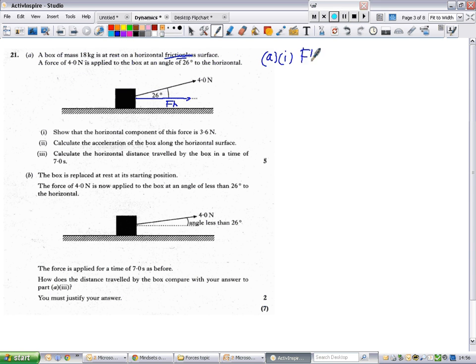For part 1, the horizontal force will be F cos theta. So it's going to be 4 cos 26 degrees, which will give us 3.6 newtons. So that means we've got 3.6 newtons going in this forwards direction here. Calculate the acceleration of the box along the horizontal surface. Anytime acceleration is mentioned, we've already got an unbalanced force in this forwards direction. It is the 3.6 newtons because we don't have any frictional force acting this way.